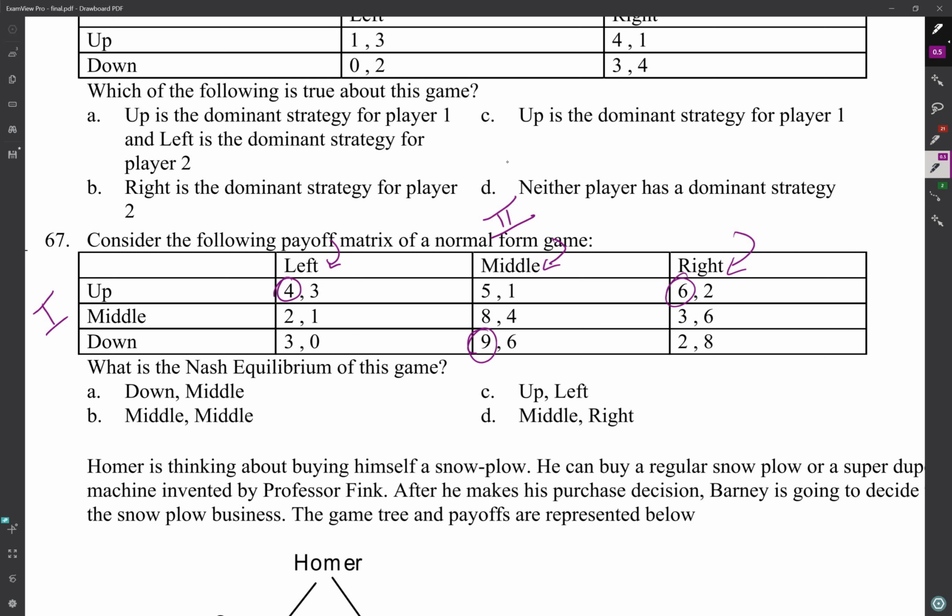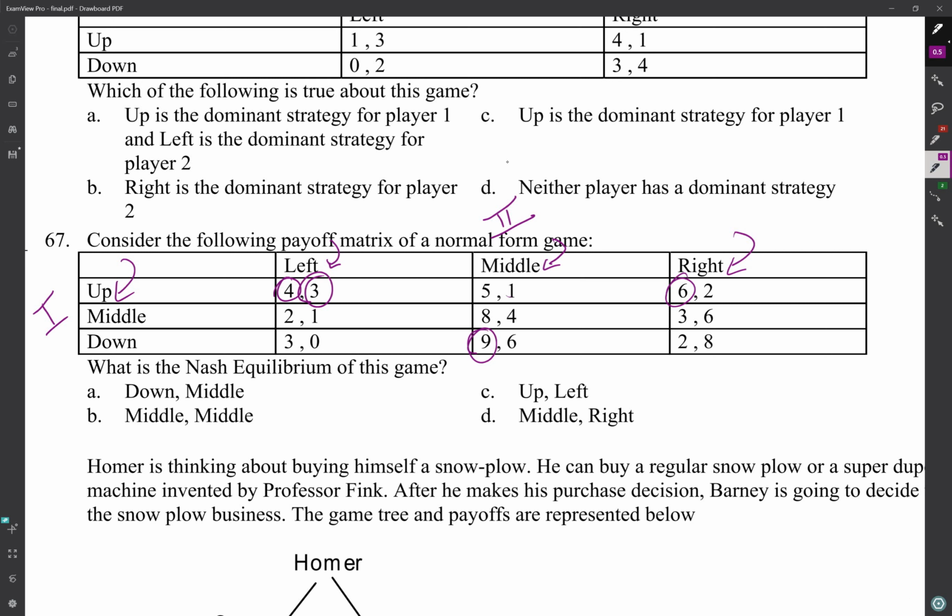Now I just have to do the same thing for player 2. I'm going to put myself in player 2's shoes, and I am going to try to see what are my best responses to all the things that player 1 could do. So let's assume that player 1 plays up. So I could choose left and get 3. I could choose middle and get 1. Or I could choose right and get 2. Well, 3 is better, so I'm going to choose left.